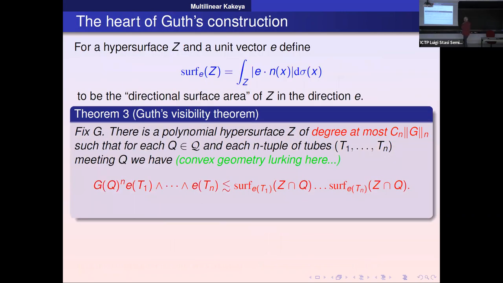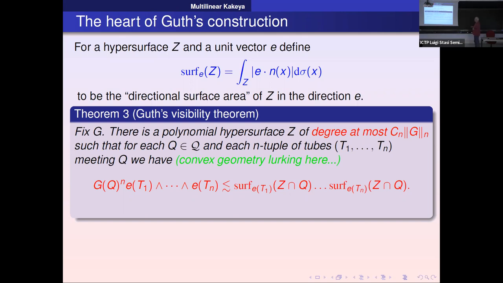Okay, so what's the heart of Gutt's construction? He builds these functions G by first thinking about the quantity which he called directional volume, I prefer to call directional surface area. You take a reasonable hypersurface Z in R^n, and a unit vector E, then let's look at the amount of the surface area of the hypersurface Z which is due to being in direction E. It's the component of the surface area in direction E, something like that.